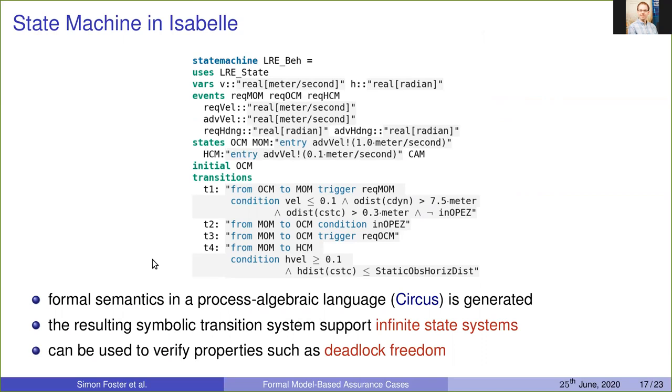Under the hood, this will generate a formal semantics in a process algebraic language called Circus, and the resulting symbolic transition system can be used to support verification of infinite state systems.